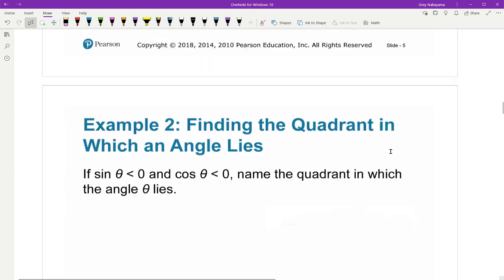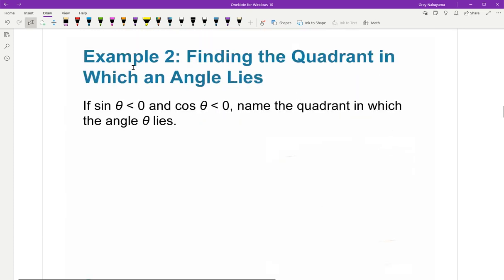So, a type of example that you will have to do. Example 2, finding the quadrant in which the angle lies. If I know that the sine is less than 0 and the cosine is less than 0, name the quadrant in which the angle theta lies. So remember, sine is my y-coordinate and cosine is my x-coordinate.